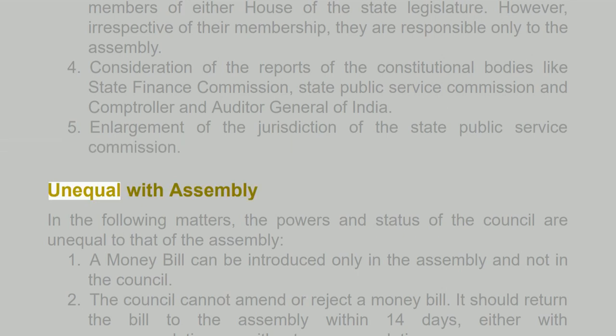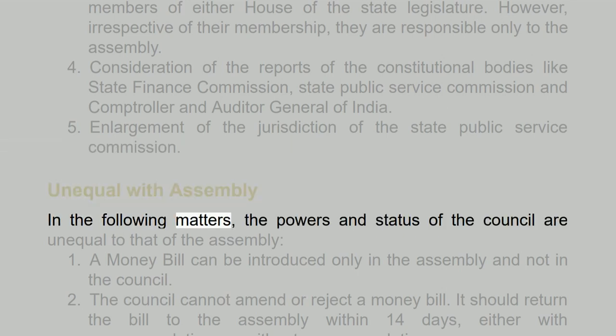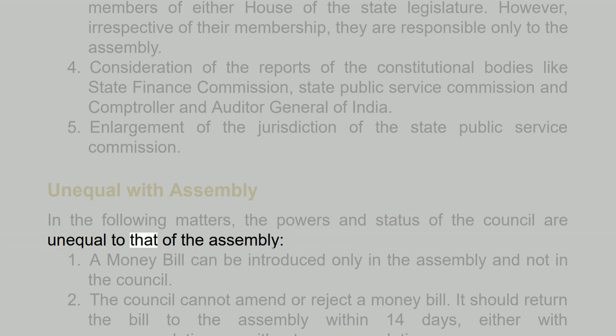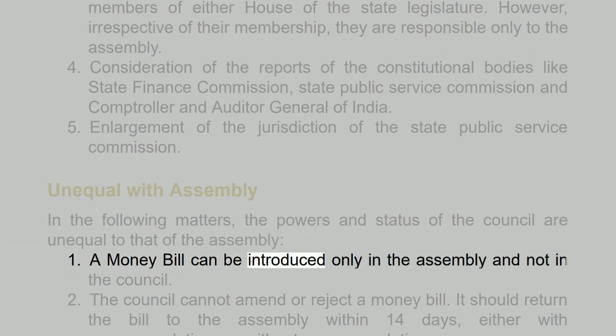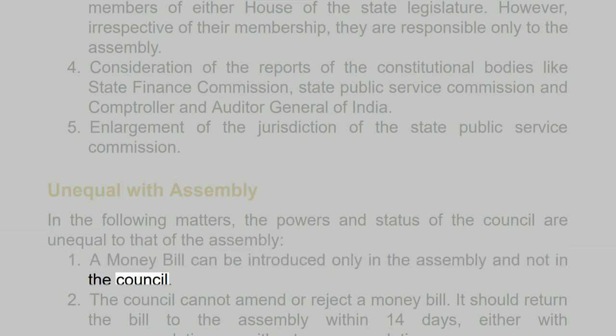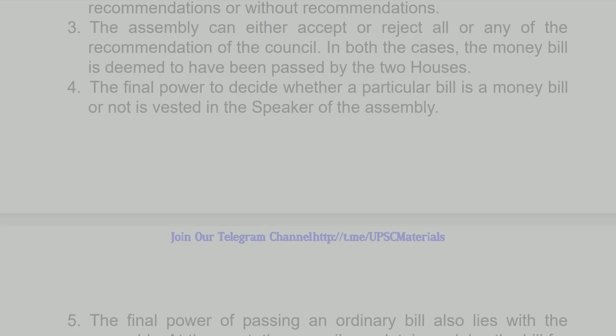Unequal with assembly. In the following matters, the powers and status of the council are unequal to that of the assembly. 1. A money bill can be introduced only in the assembly and not in the council. 2. The council cannot amend or reject a money bill. It should return the bill to the assembly within 14 days, either with recommendations or without recommendations. 3. The assembly can either accept or reject all or any of the recommendations of the council. In both cases, the money bill is deemed to have been passed by the two houses.